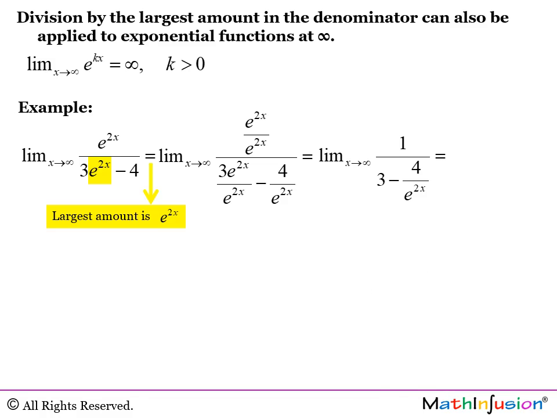I get 1 over 3 minus 4 over e to the 2x. What is the limit of 4 over e to the 2x? This is a huge number. I'm talking about e to the 2x. So it's 4, a constant, over something huge. Obviously approaches 0. And I get 1 over 3.